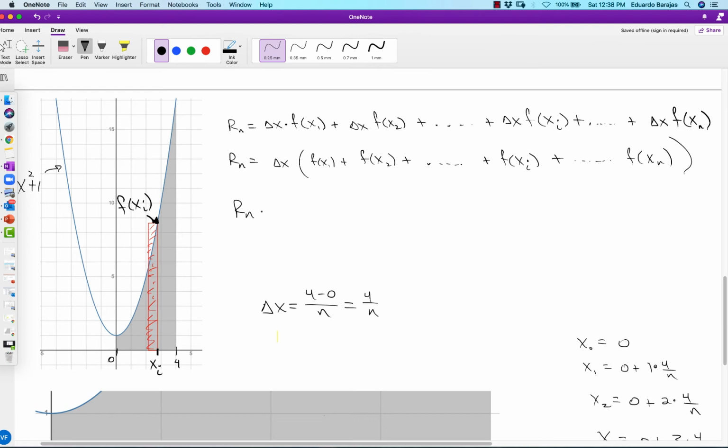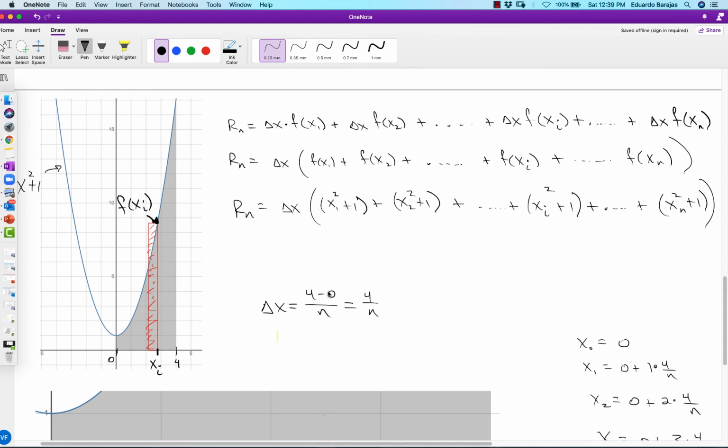All right, so now that R sub n formula becomes delta x times f evaluated at x sub 1. So this becomes x sub 1 squared plus 1, plus x sub 2 squared plus 1, plus dot dot dot. The ith one becomes x sub i squared plus 1, plus dot dot dot plus x sub n squared plus 1.